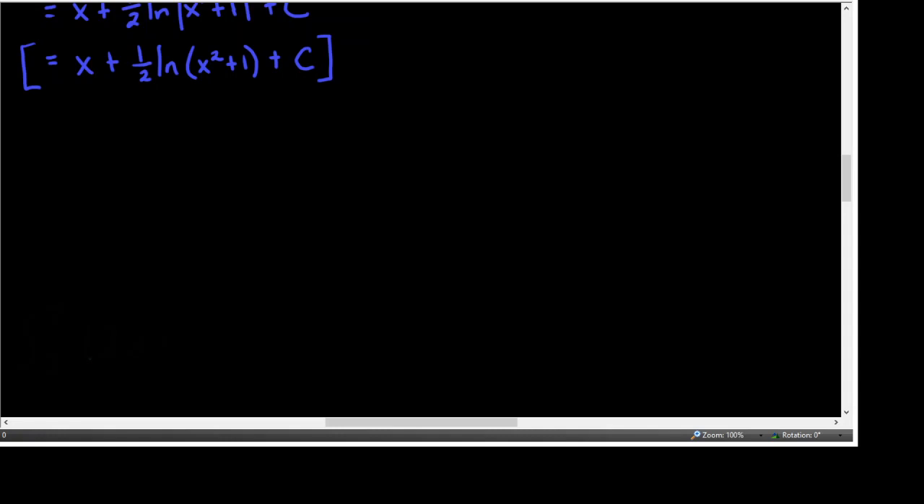And then you can, if you want to, I'm never going to require that you do this, but you can always check your result by taking the derivative of your answer, and you should get back to the original integrand, the original problem's function behind the integral sign.